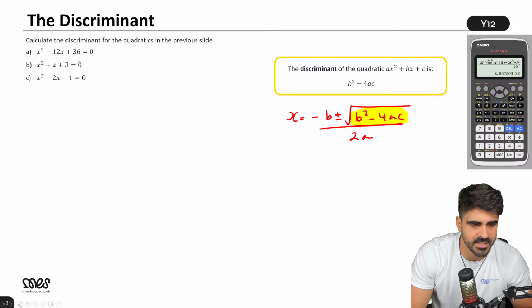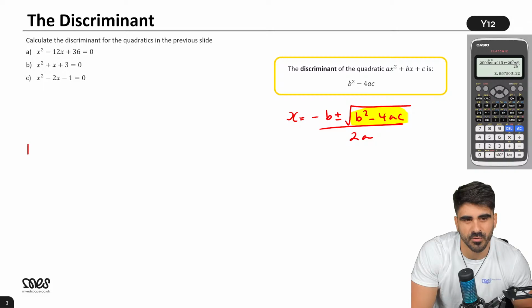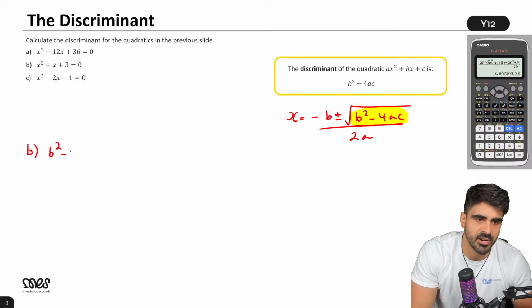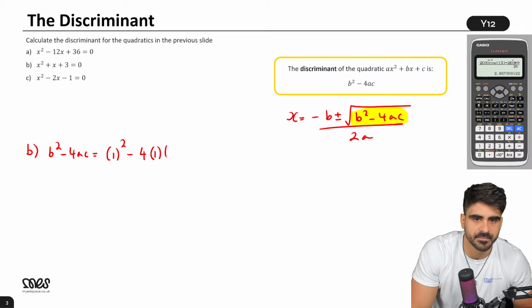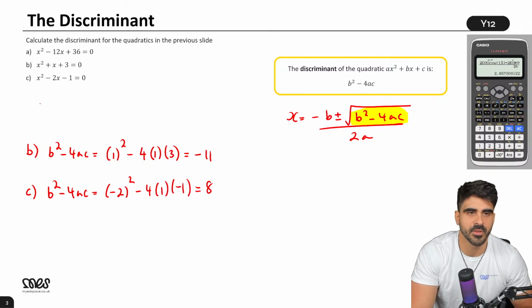Now we actually calculated it for part B and C, didn't we? So for part B, was it minus 11? So b squared minus 4ac, let's now write it down explicitly. So we actually don't need the rest of the quadratic formula. It's minus 11, right? And for part C, I think it was 8. So we have minus 2 squared minus 4ac, which was 8. Let's do it for the first one.